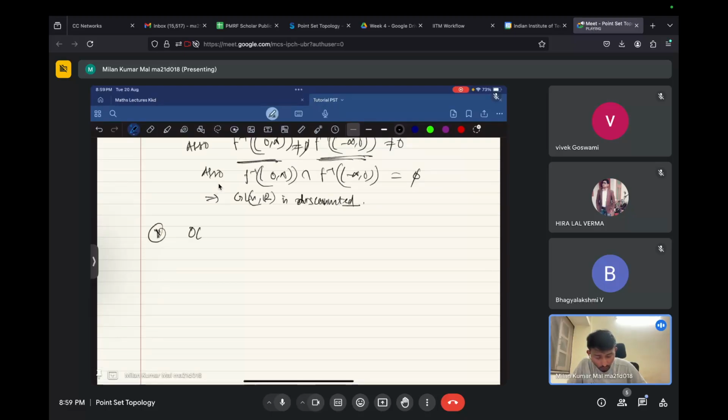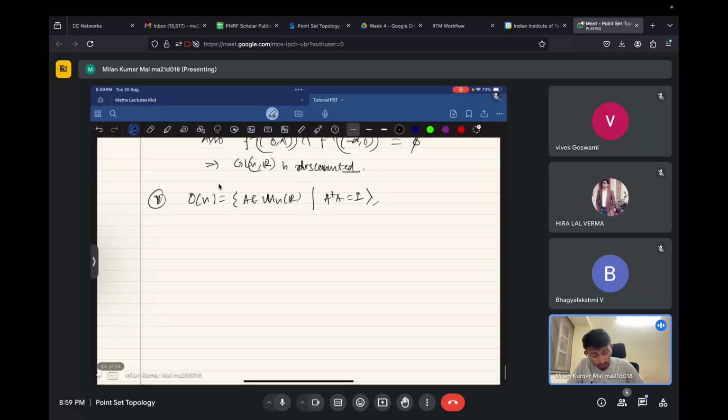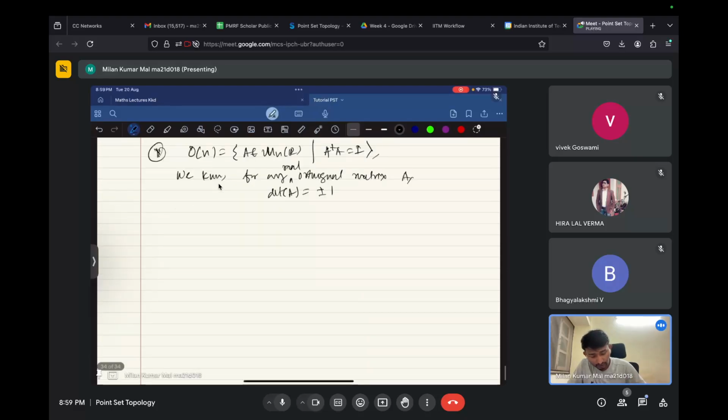Next is that ON is all those matrices which are orthogonal, such that A transpose A equals the identity. Here also, we know that for any real orthogonal matrix A, the determinant of A is equal to +1 or -1. Similarly, define f from ON to R by f of A equals the determinant of A.